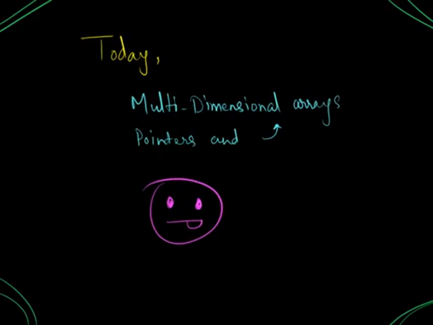Today we are going to do these topics. Firstly, we are going to learn what a multidimensional array means. Then we are going to look at what pointers and multidimensional arrays relate to. There is a relation between pointers and arrays, so there is a relation between pointers and multidimensional arrays.